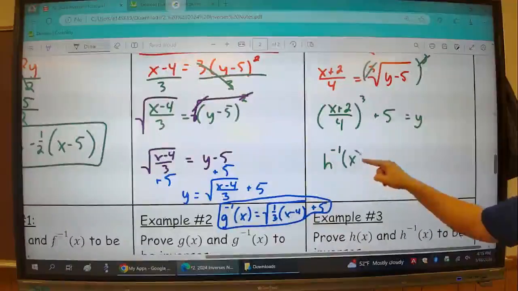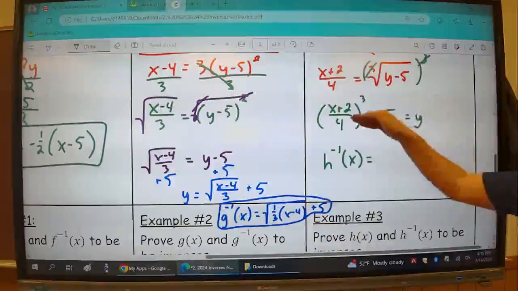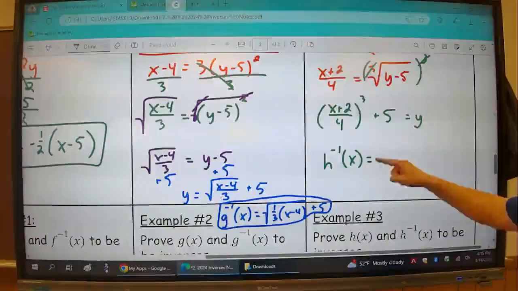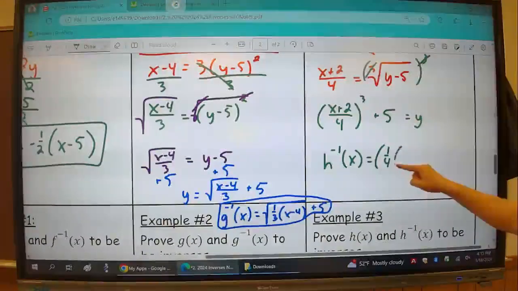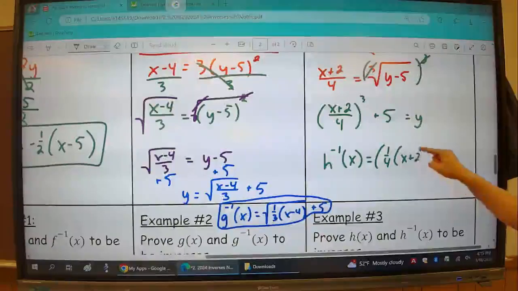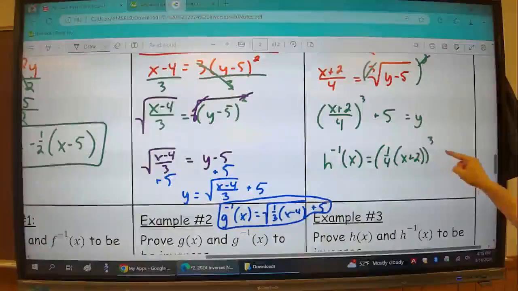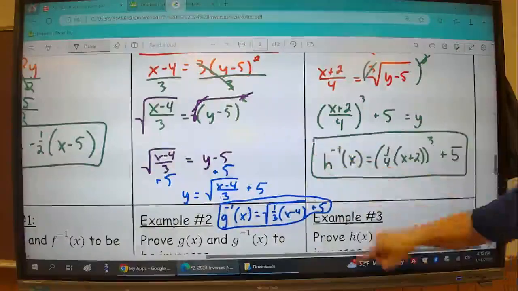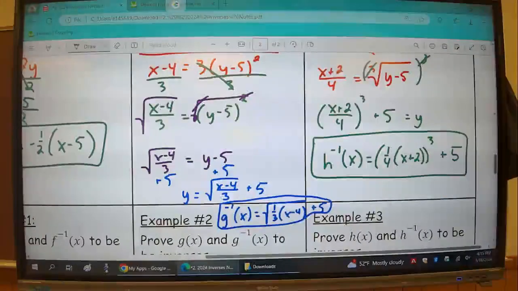inverse function. I don't want divided by 4, so I'm going to change that to multiplication times the reciprocal, times 1/4. So my final answer is 1/4 times x plus 2, all getting cubed, plus 5. And there is my best answer, because it is in transformation form. It is tied back to my original h function. That is what I want.